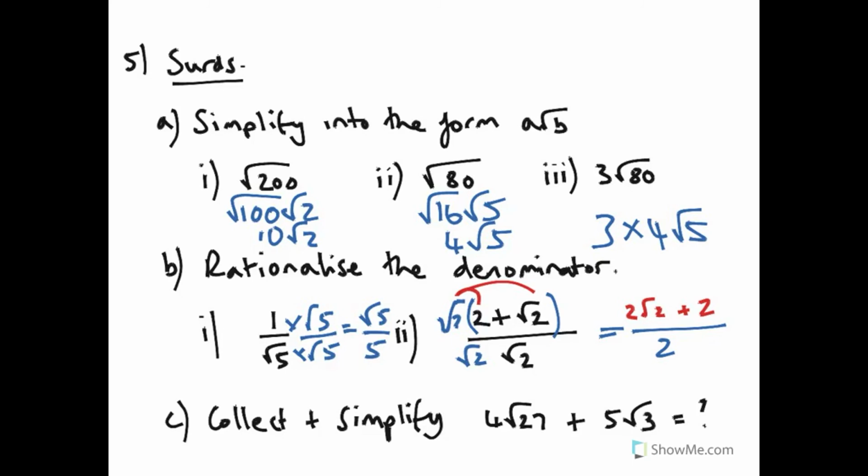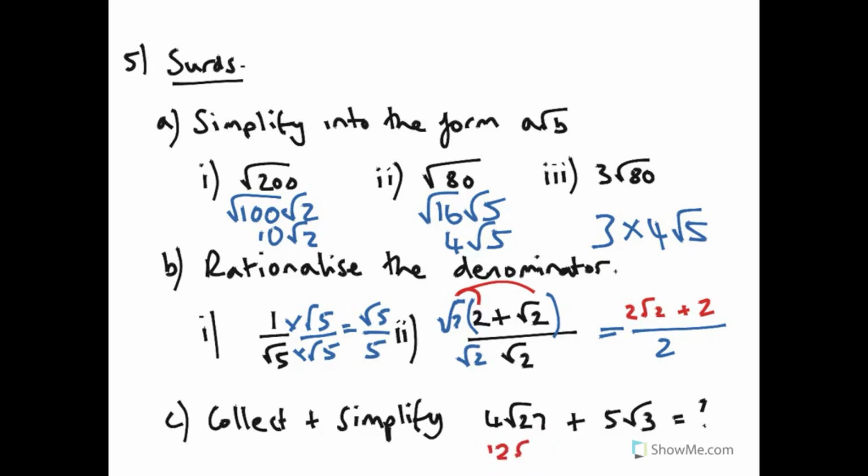And then finally, collecting. You can't collect these together until they match. And at the moment we've got a root 27 that I don't like the look of, so I'm going to turn that root 27 into, well, let's do the 4 first. Root 27 is actually root 9, root 3, because 9 times 3 is 27. And root 9 is 3. So actually this bit at the beginning means 4 times 3. So you end up with 12 root 3 if we tidy that up.